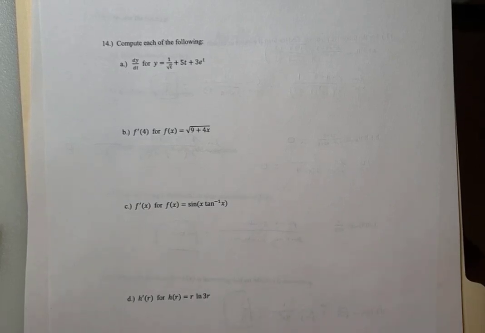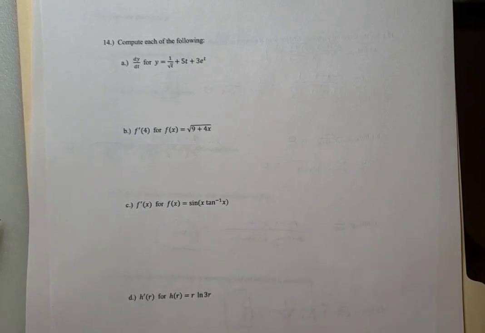We are going to finish up the sample final number 1 for UCI Math 2A. We left off on number 14. This is a derivative problem. This should be easy points. Derivatives are easy. All right, so first one, dy dt for y is this whole guy.